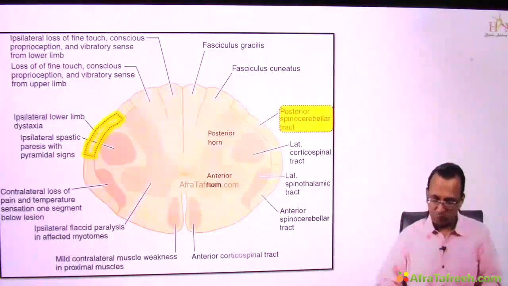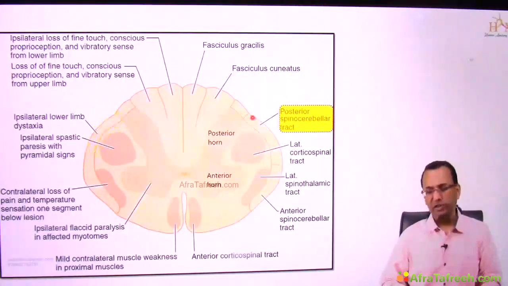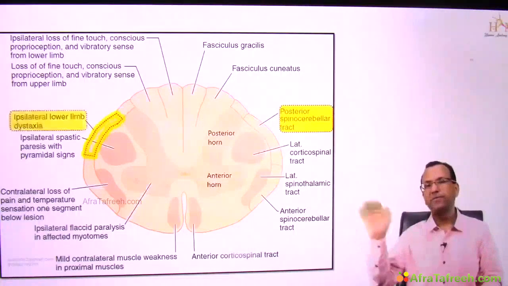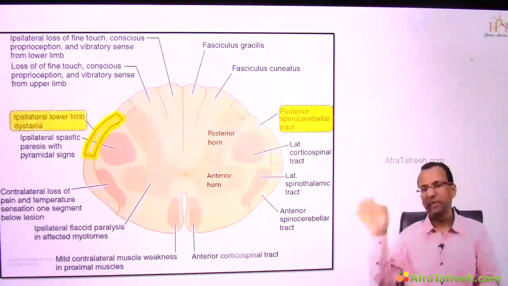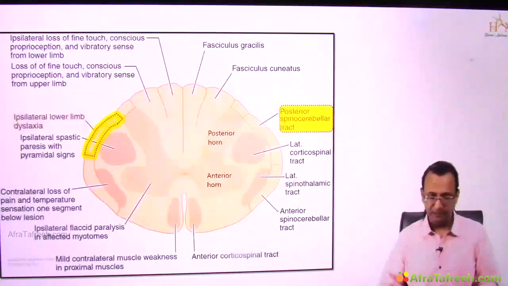And what about the dorsal spinocerebellar tract damage? If the dorsal spinocerebellar tract is damaged, then there will be ipsilateral ataxia. The patient keeps falling to the same side. Heel-shin test is positive on the same side. Cerebellar ataxia, incoordination. The patient cannot walk in a straight line. Okay, fine.